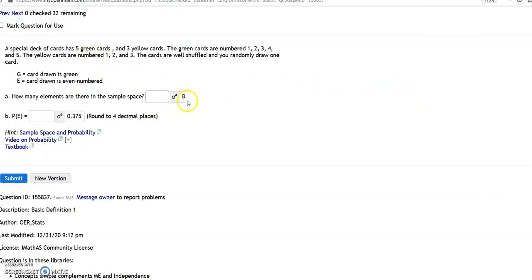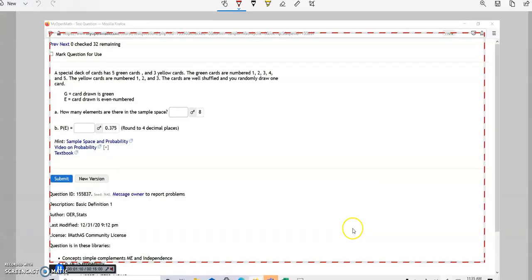Sample space means how many possible outcomes are there. Where there's 5 green and 3 yellow, so there's 8 possible outcomes. Okay, the greens are numbered 1 through 5, and the yellow is 1 through 3. Probability of even. So the denominator is going to be 8. Okay, so the evens are right there, there, and there. So 3 divided by 8, which is 0.375.